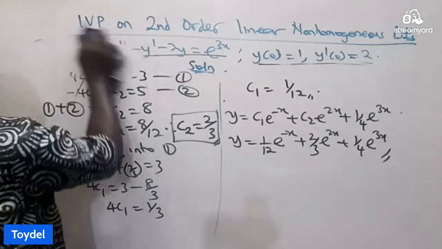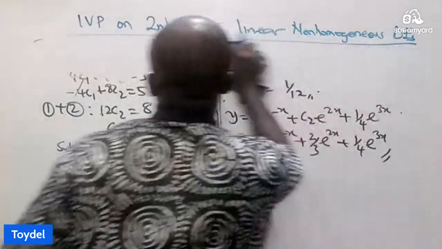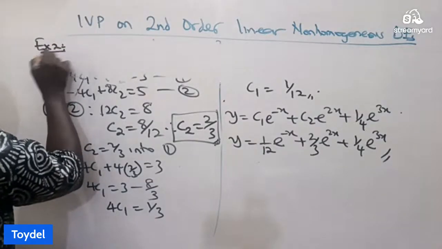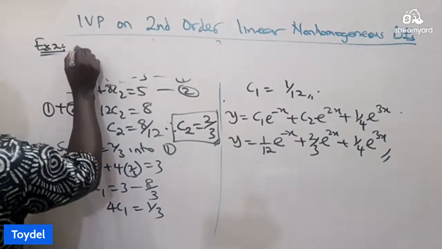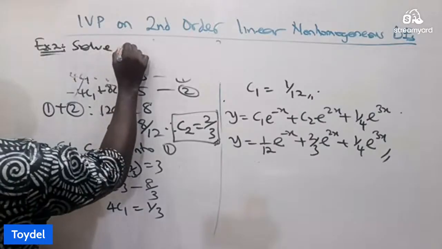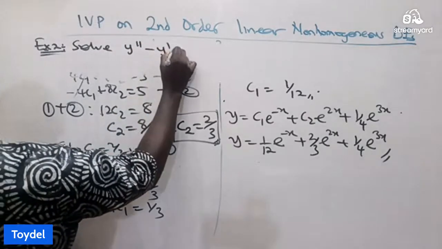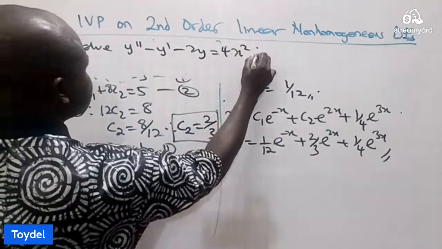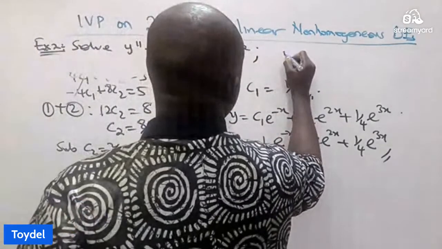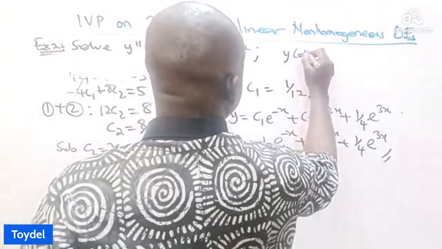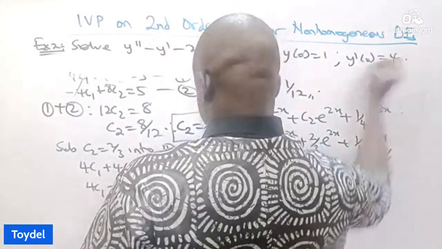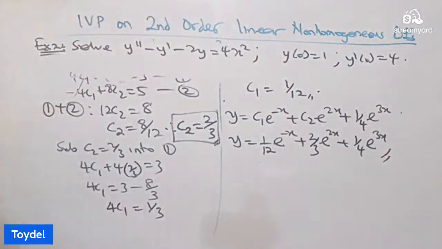Let's look at another example that involves IVP. Example 2. We have to solve y'' - y' - 2y = 4x², where y(0) = 1 and y'(0) = 4. That's what we are given.